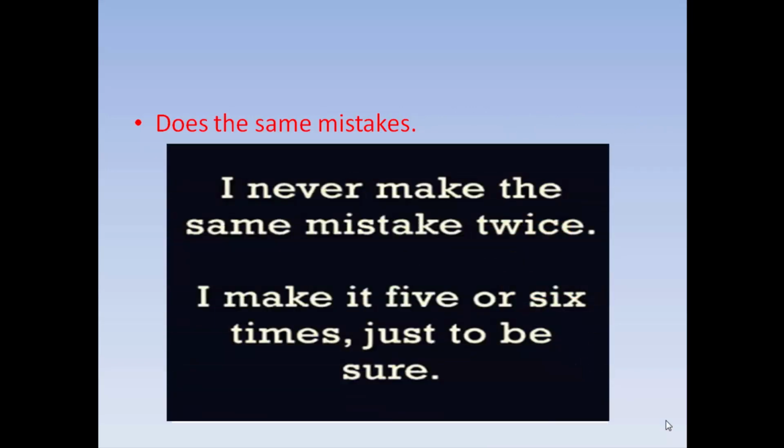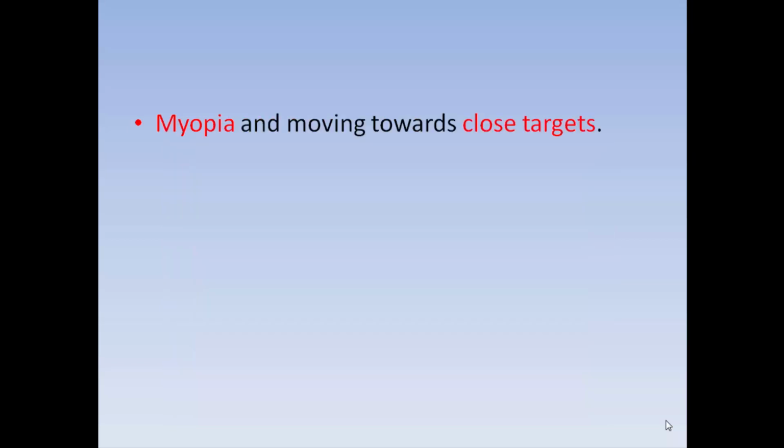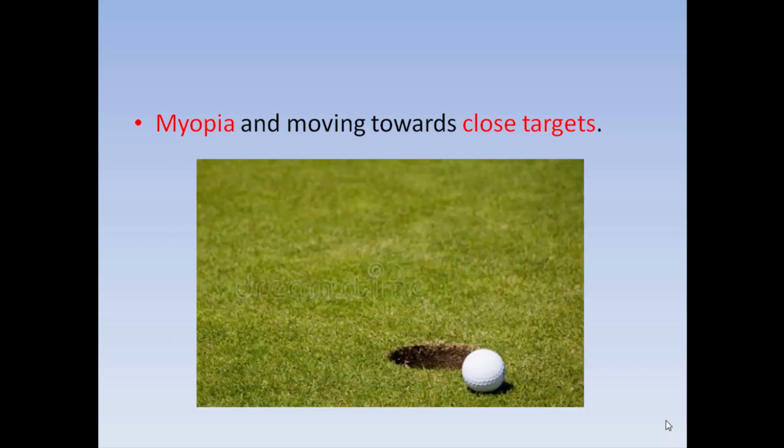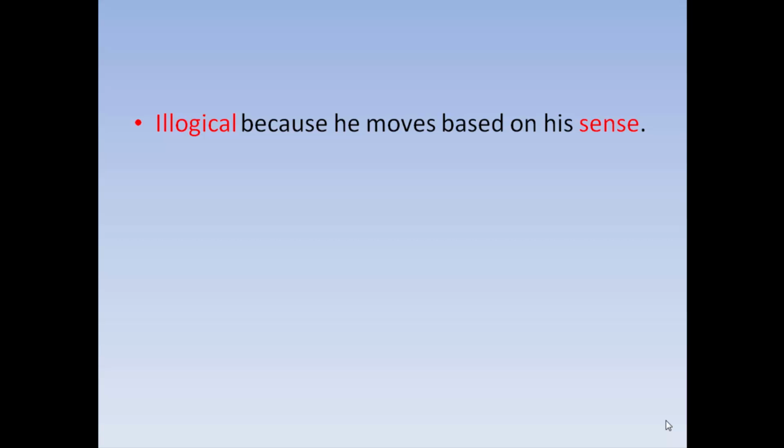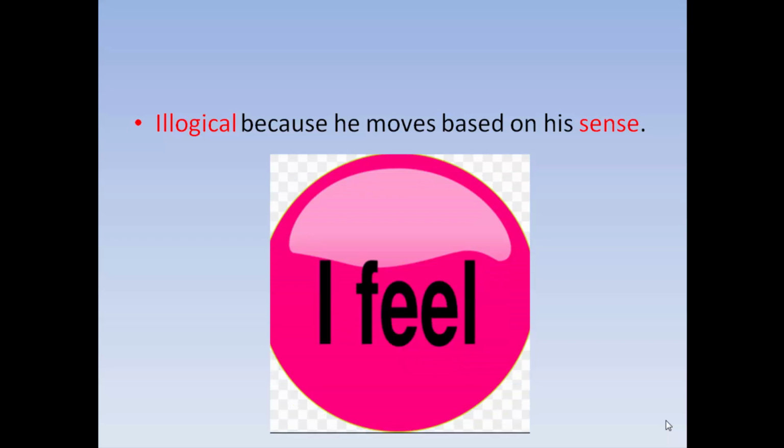I never make the same mistake twice. I make it 5 or 6 times just to be sure. Myopia and moving towards close targets, like this. Illogical because he moves or she moves based on her or his sense. I feel. So how to deal with kinesthetic personality?